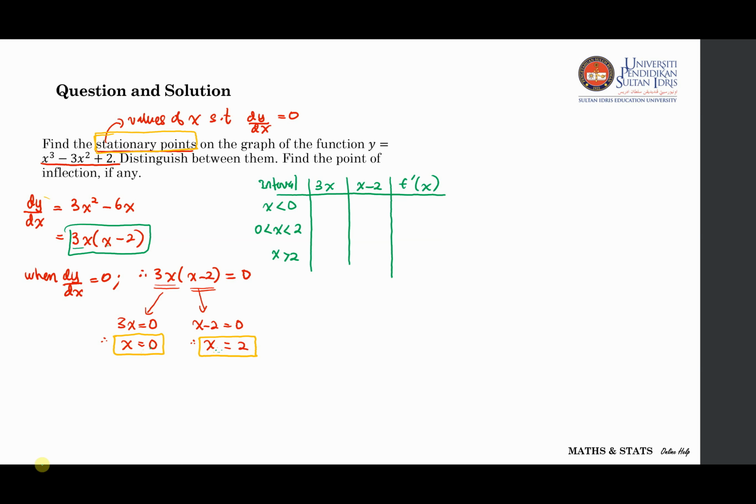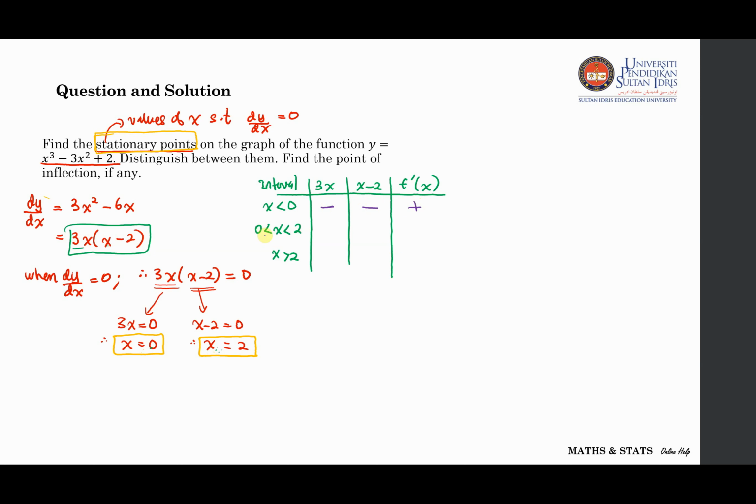Now when x is less than 0, you can think of any number which is easy for you to compute. For example, if x is negative 1, you will see that if you plug in negative 1 into 3x, the sign is going to be negative. And if you consider negative 1 minus 2, the sign is also going to be negative. So if you multiply these two factors, the sign is going to be positive.